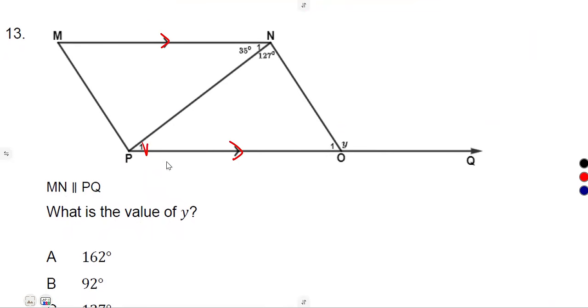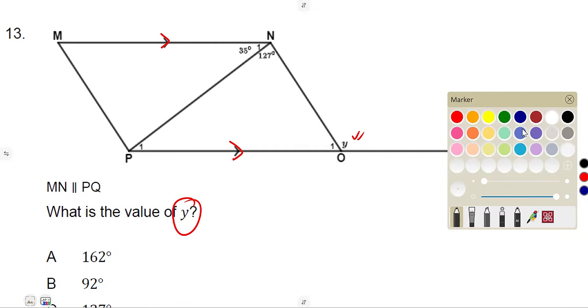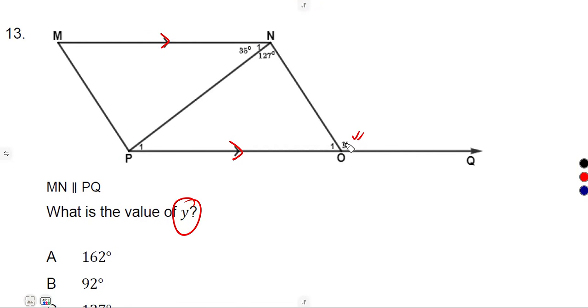MN and PQ, they are parallel. So what is the value of Y? Y is here. Y is an exterior angle. The exterior angle, which is Y, is supposed to be equal to the sum of the opposite interior angles, which are the angle at N, our N2, and the angle P1. It was supposed to be angle P1 plus angle N2.